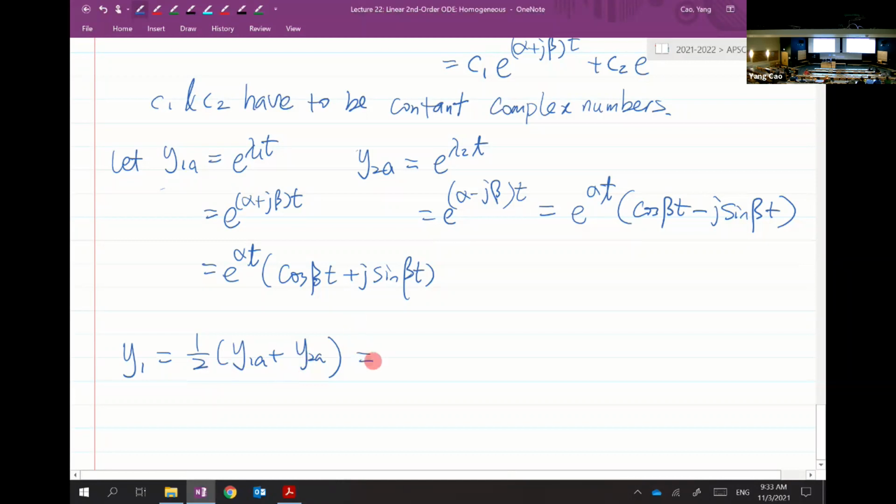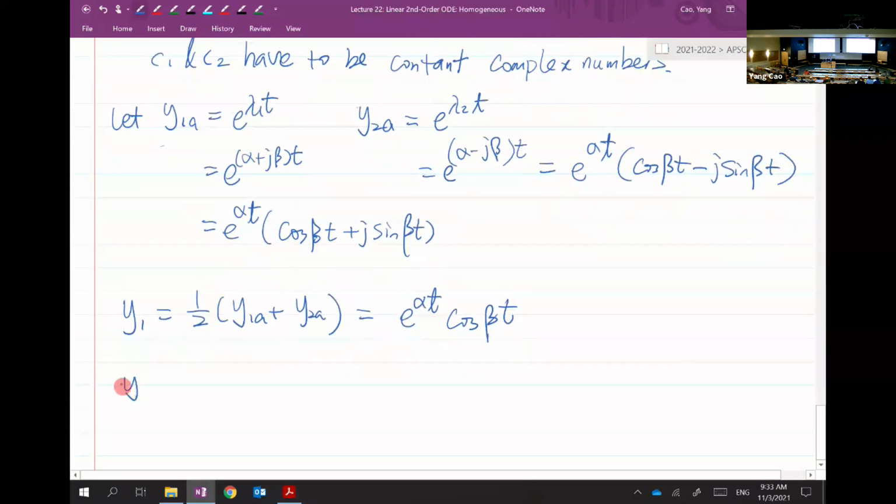So what does it give us? You can clearly see, because you have a negative imaginary and a positive imaginary, when you add these two up, the imaginary part disappears. So you end up with just e to the power of alpha t times cosine beta t. That's a real function, and according to theorem number 1, this is also a particular solution. So that's good. I've achieved half of it, this y1 of t here.